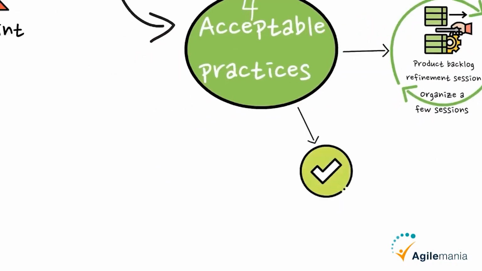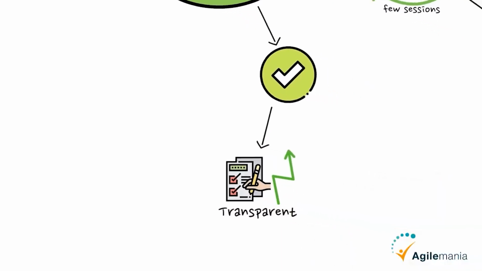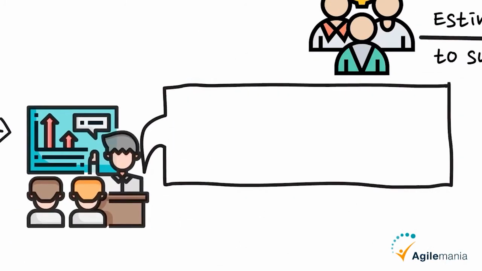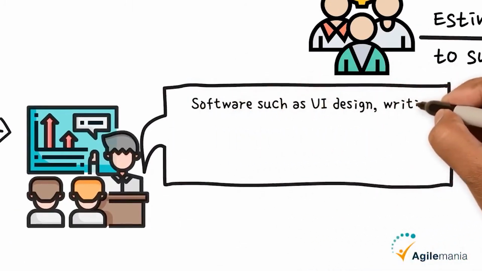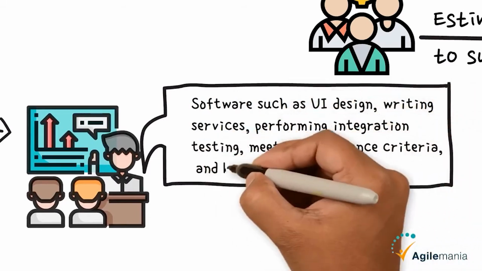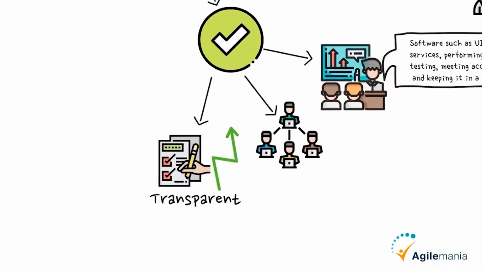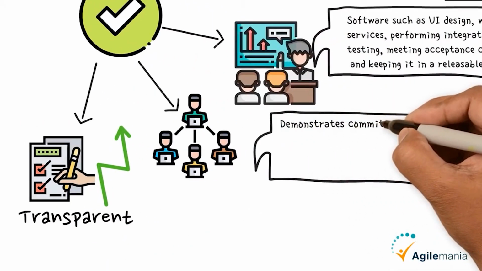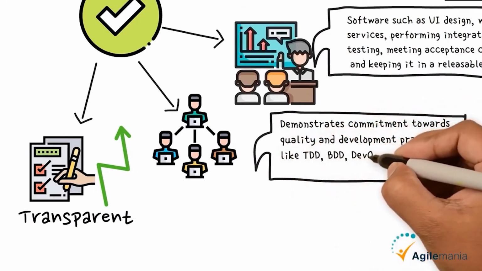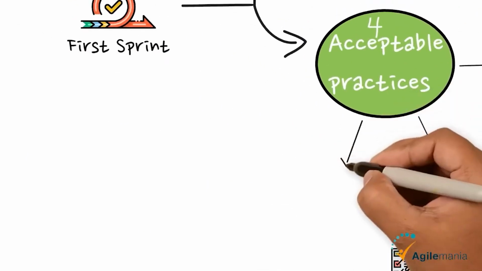Second, definition of done. A checklist to make the increment transparent. A definition of done may consist of all the work that the team is planning to do to produce software, such as UI design, writing services, performing integration testing, meeting acceptance criteria, and keeping it in a releasable state. Definition of done also consists of work that demonstrates commitment towards quality and development practices like TDD, BDD, DevOps, refactoring, and code quality, etc.